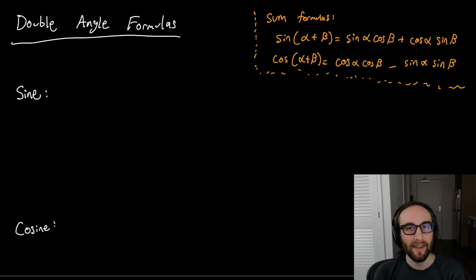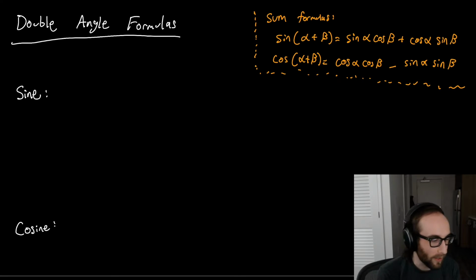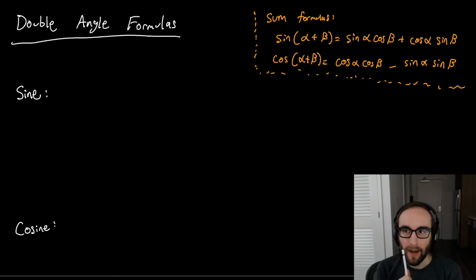Hi everyone, welcome back. In this video, we're going to take a look at double angle formulas and half angle formulas. So to start off, we're looking at chapter 7, section 3. I actually wrote in the top right corner our sum formulas, which is from our last section, 7.2, because we're going to be using them to find our double angle formulas.